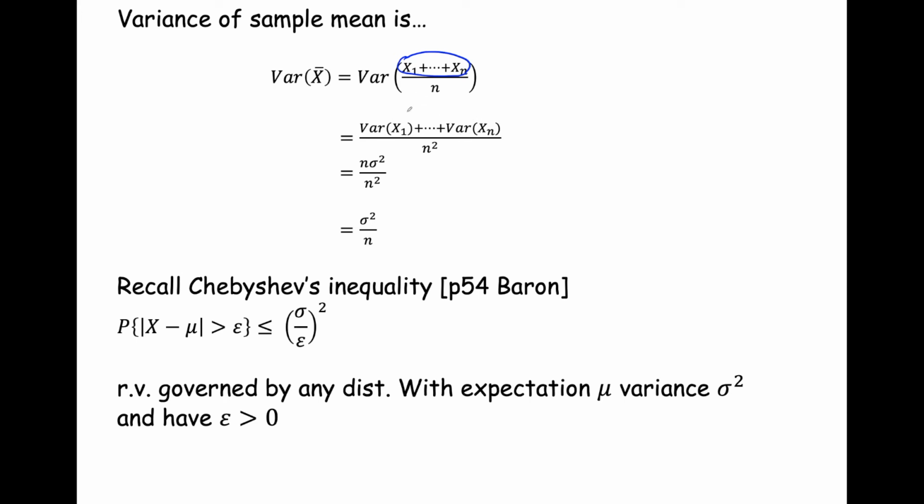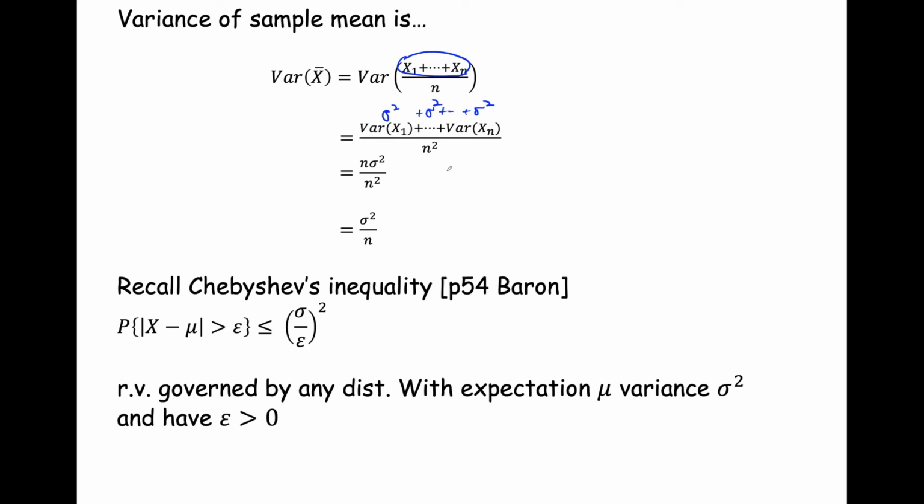So here, the variance of a random variable, we call that sigma squared. So we have sigma squared plus sigma squared plus sigma squared, n many times. So this numerator becomes n times sigma squared over n squared. We have a copy of n in the numerator and n in the denominator. That's sigma squared upon n.